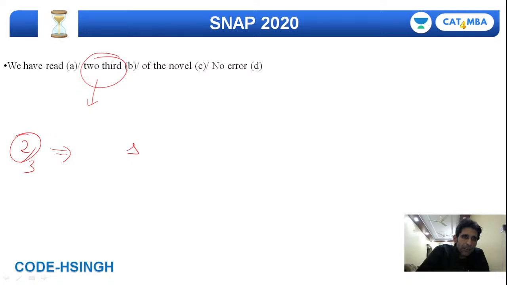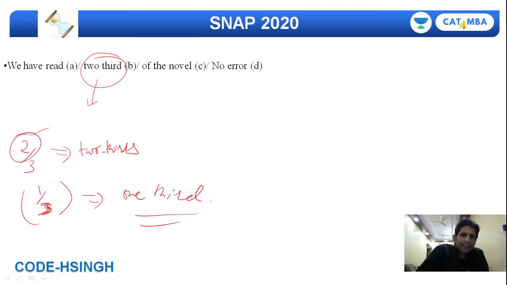अभी यहाँ पे क्या है? You have two-thirds. That means the numerator is more than one, so you say two-thirds. Now there can be a case where the numerator is one. When you have numerator as one, then you say one-third. So very basic concept. Numerator को देखना. If it's more than one, then use S with that fraction.